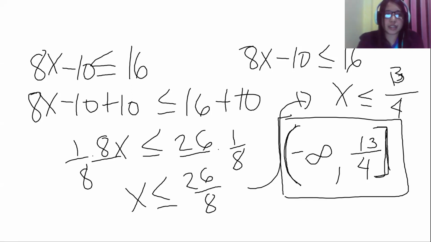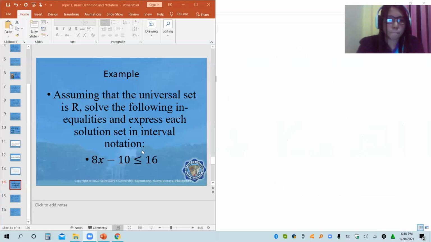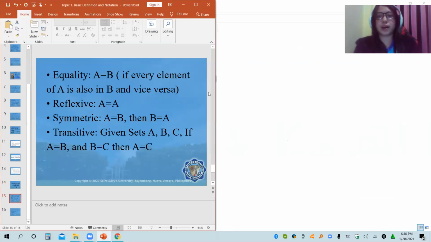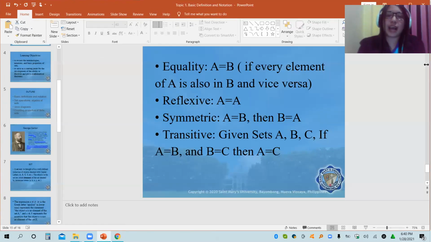Okay, so let us see what's next. Aside from that, we also have some properties, like equality. If A is equal to B, it means that every element of A is also in B and vice versa, every element in B is also in A. For example, if set A contains 1, 2, 3, 4, and set B also contains 1, 2, 3, 4, then set A is equal to set B.